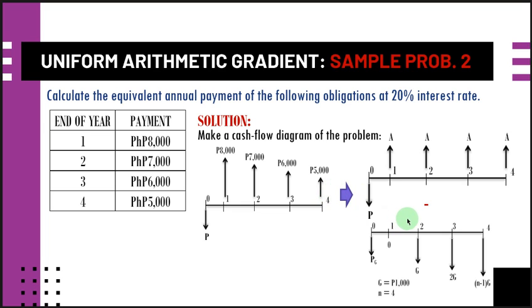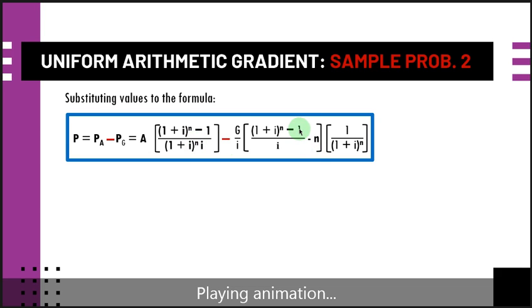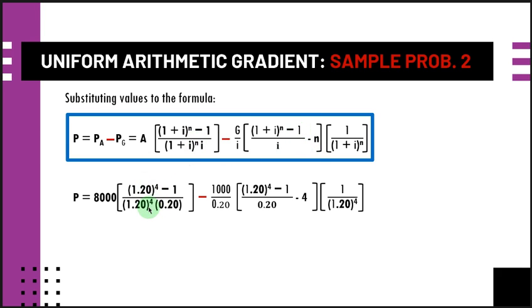So we can still apply the formula in getting our PA, and the same formula for getting our PG, but the sign convention just changed to this negative sign. Okay. So proceeding, our P is simply the difference of our PA minus this PG here. Substituting values to the formula, we have now this value of P equal to 17,411 pesos. Okay.